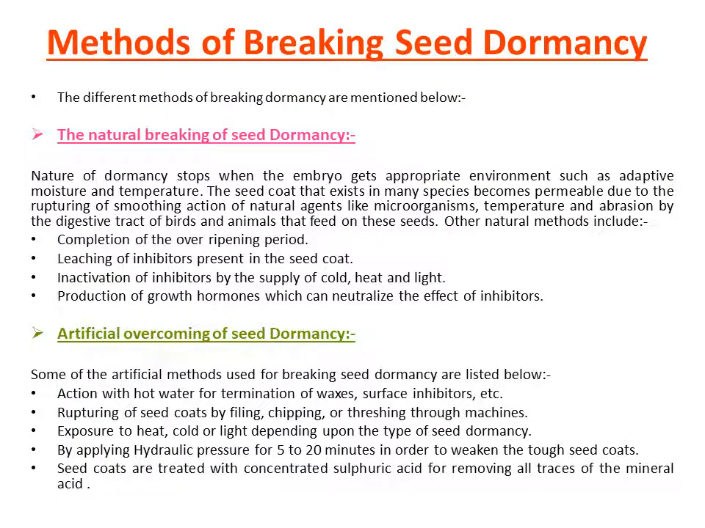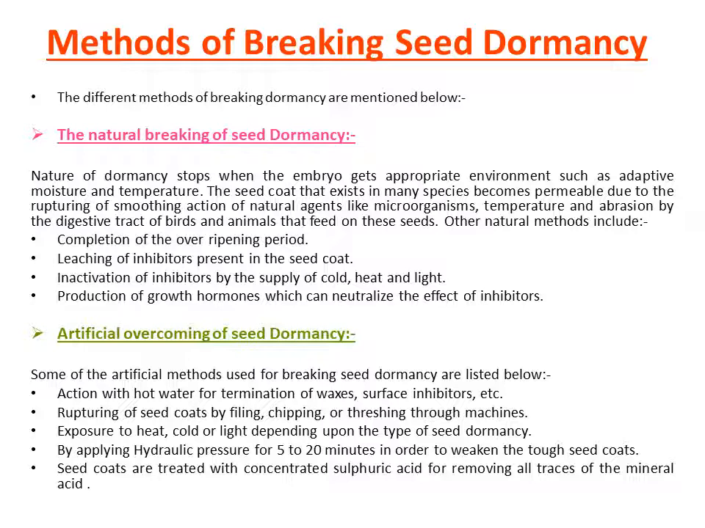Now, the different methods of breaking dormancy are as follows. There are two methods, one natural and the other artificial. In natural breaking of seed dormancy, dormancy stops when the embryo gets an appropriate environment, such as adequate moisture and temperature. The seed coat in many species becomes permeable due to the rupturing or softening action of natural agents like microorganisms, temperature, and abrasion by the digestive tract of birds and animals that feed on these seeds.